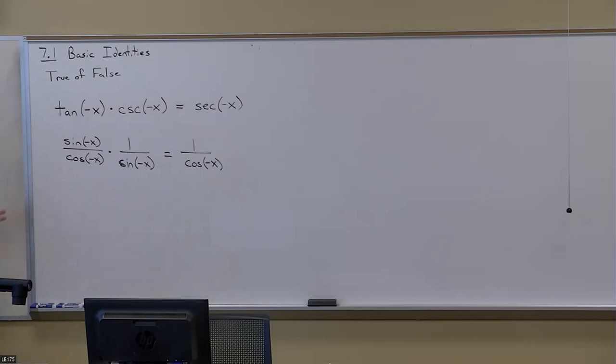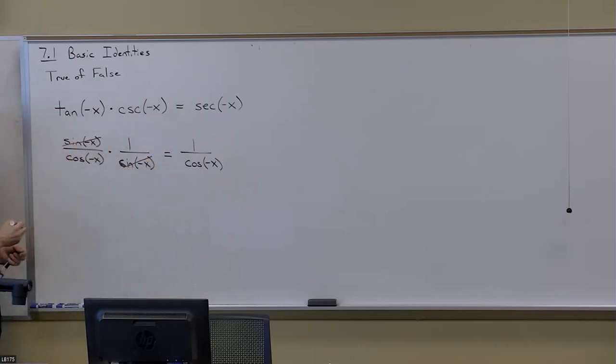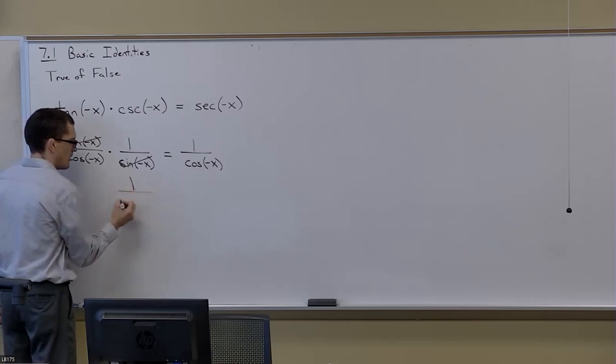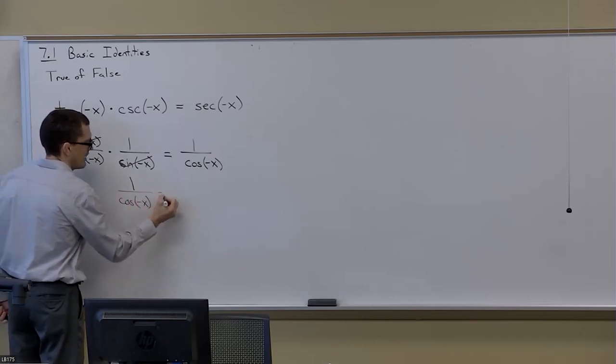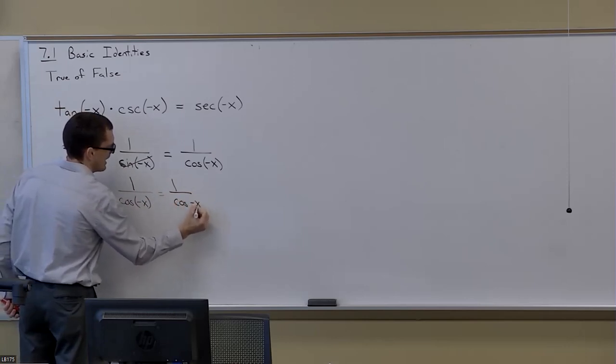And then I'm going to cancel out things if I want to. I could pull out the negative sign, but since I already have sine of negative x and sine of negative x, might as well cancel those out right now. Right now I have 1 over cosine of negative x is equal to 1 over cosine of negative x.